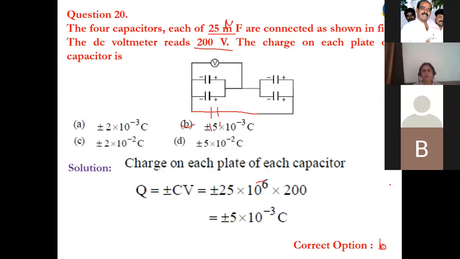Okay, so hope you are noting down. Some corrections are there, please make them. This is micro, and the correct option is plus or minus 5 into 10 power minus 3. The correct option is B. Okay, so I will move on to the next question.